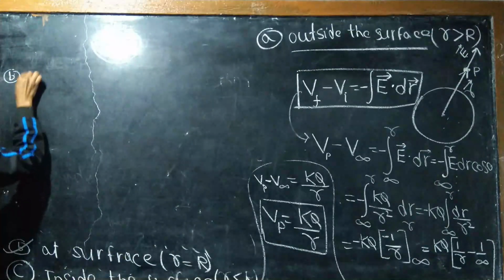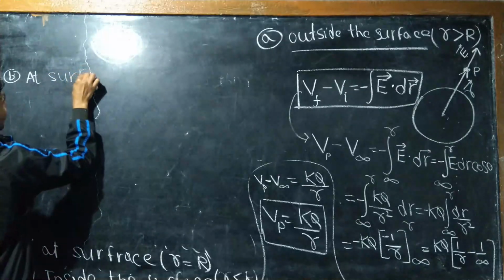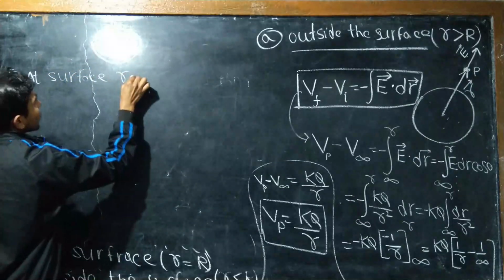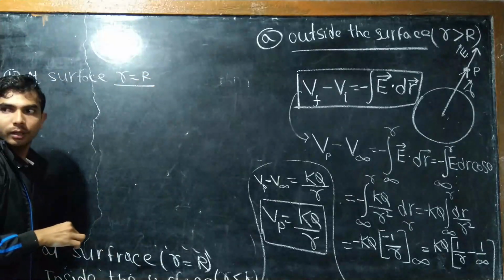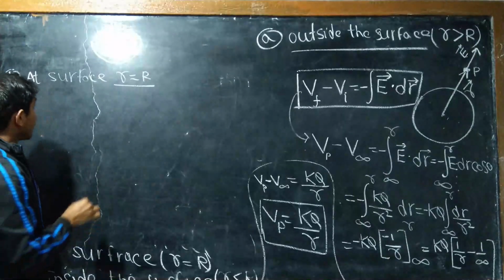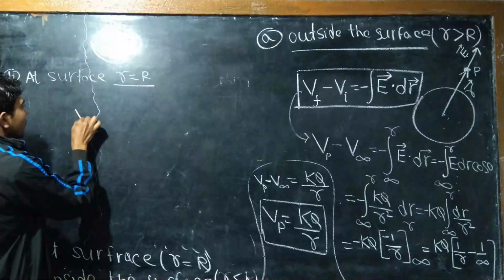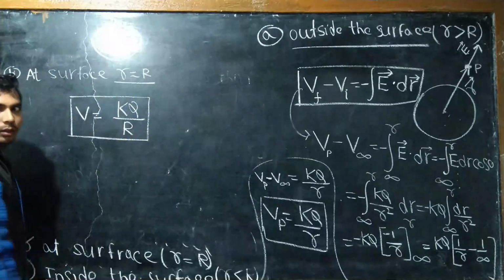At the surface, small r is equal to capital R. Yes or no? Right? Small r is equal to capital R. Okay. So the formula will be kq by r. This is the formula, right? Okay.